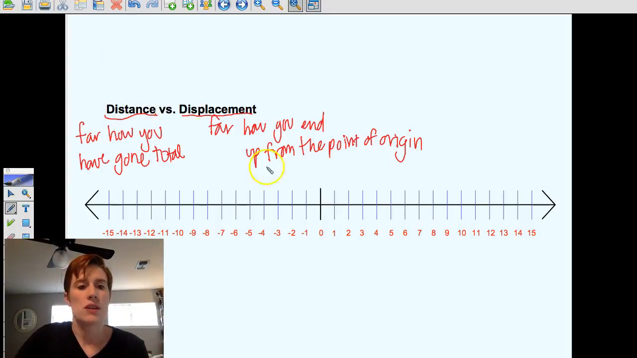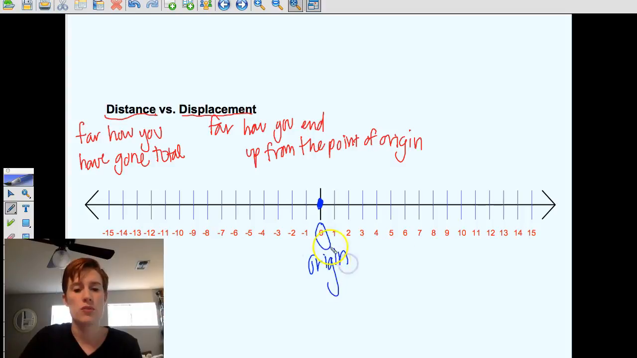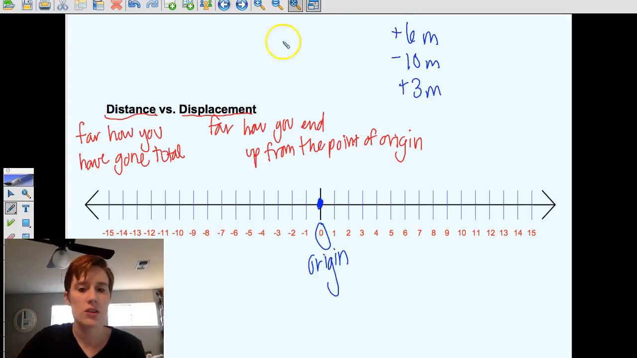Let's first show an example of distance. Our point of origin is 0. It will always be 0. Point of origin is wherever you start out before you actually start your movement. Okay, so here's our origin before any movement begins. Let's say I say you walked positive 6 meters, then you walked negative 10 meters, then you went positive 3 meters. Notice I'm giving you direction in all of these because distance and displacement are both vector quantities.